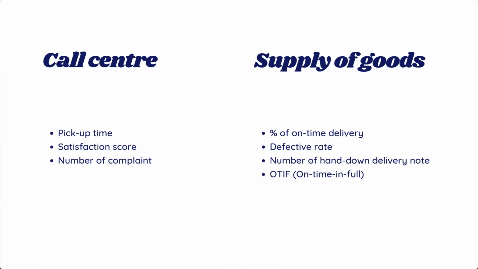With supply of goods, we may include a few KPIs like percentage of on-time in-full delivery or the defective rate or the number of handed-out delivery notes. We can also have other KPIs like the number of invoices processed or the uptime or any other KPI that you can think of for different scenario.